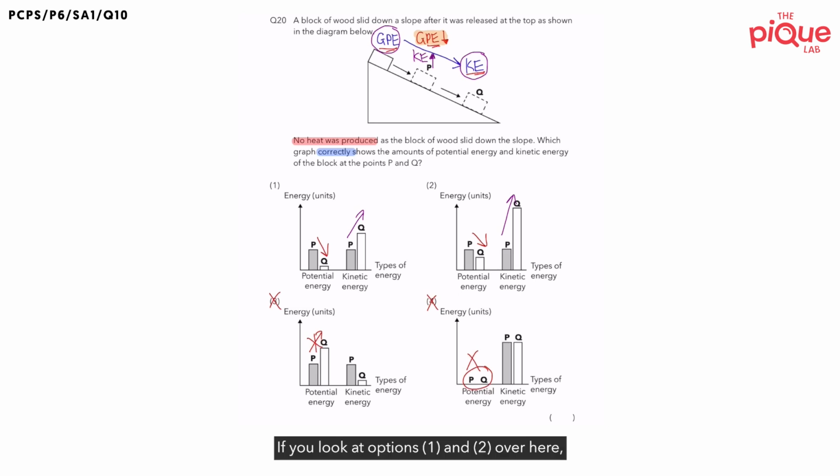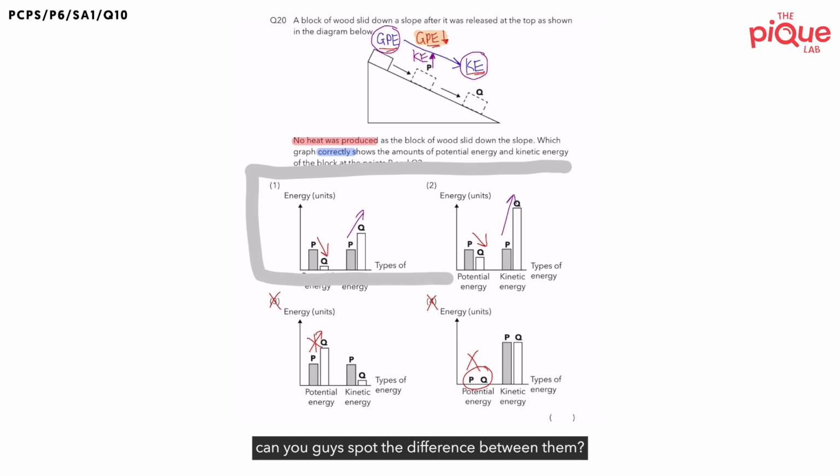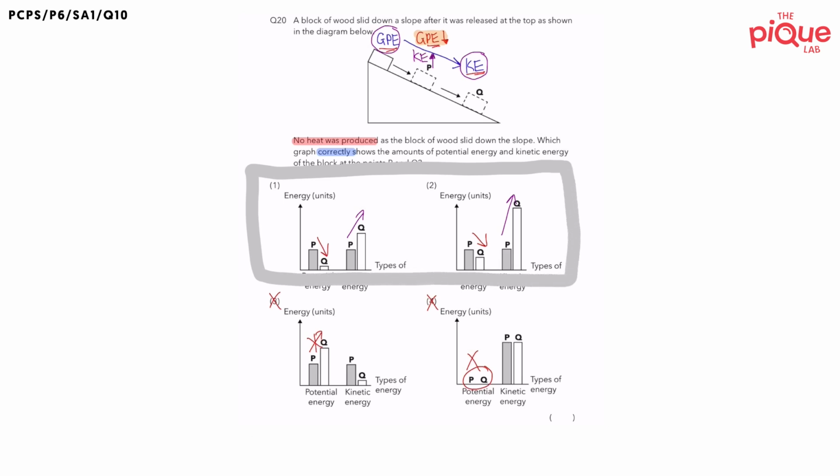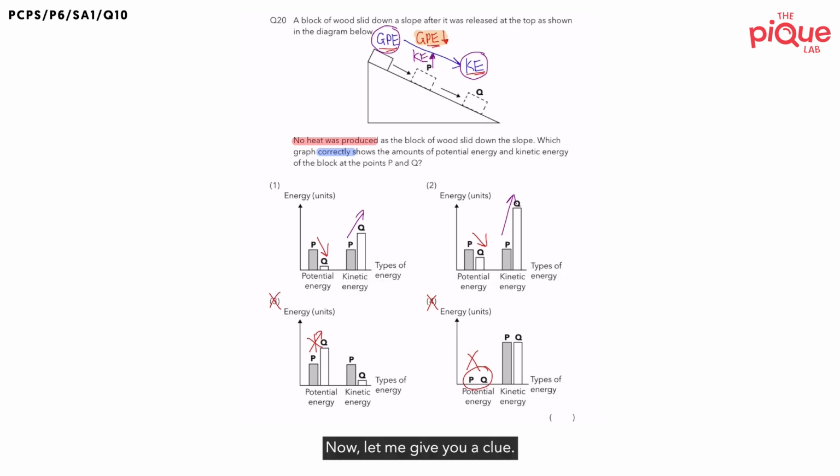Think about this. If you look at options 1 and 2 over here, can you guys spot the difference between them? Now, let me give you a clue. If you look at option 1, what was the decrease in the potential energy? We can see that the decrease is represented by this red color dotted part. Can you all see? This is the decrease.